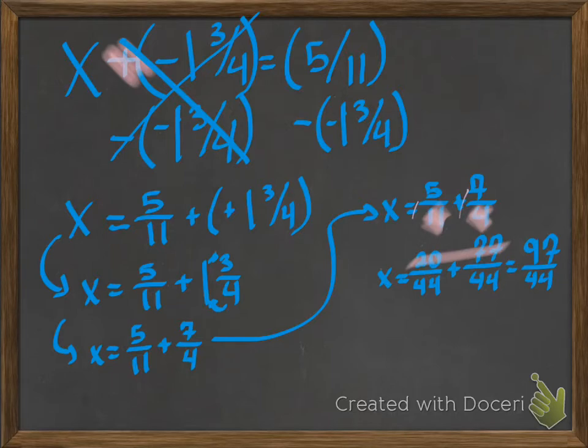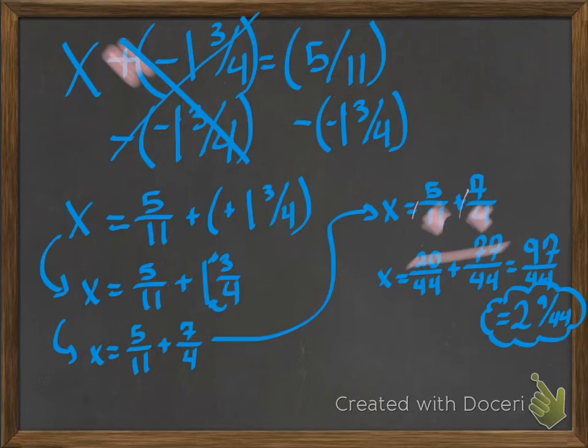All right, now we got to change that into a mixed number. How many times does 44 go into 97? Well, it goes in 2 times because I know 44 times 2 is 88. If you pull 88 out of 97, what do you have left over? Well, you have 9 left over, so 9 left over out of that 44. So, in this problem, I know this seems like a lot. x is equal to 2 and 9 over 44.